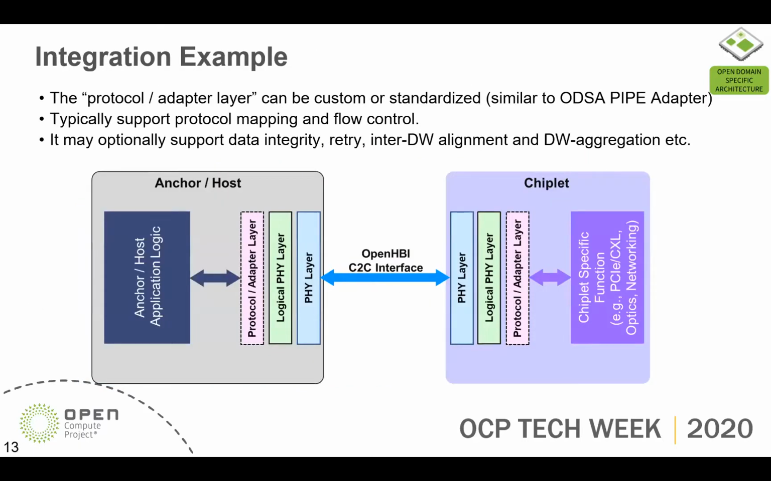This diagram is just a simple illustration of how the application logic on the anchor on the left can map through a layered OpenHBI chip-to-chip interface towards the chiplet logic, the chiplet-specific function on the right, such as the AI accelerator, co-package optics, networking functions, as shown in the diagram here.